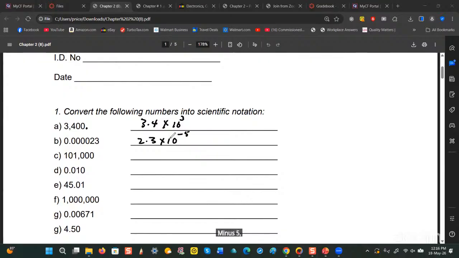All right? So remember, if you have to move the decimal point to the left, then the exponent, the number to which 10 is raised, will be positive. But if you have to move it to the right, then the exponent is going to be negative. All right? Okay, so let's see if you can do C without my help. What would be the answer for C?